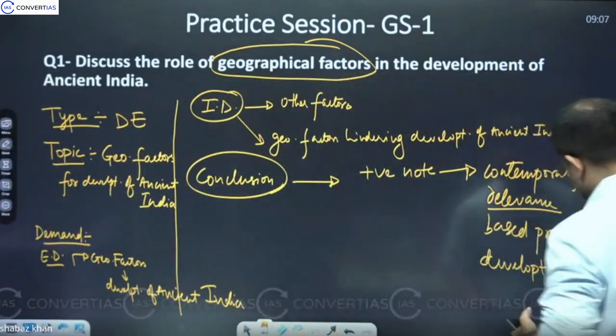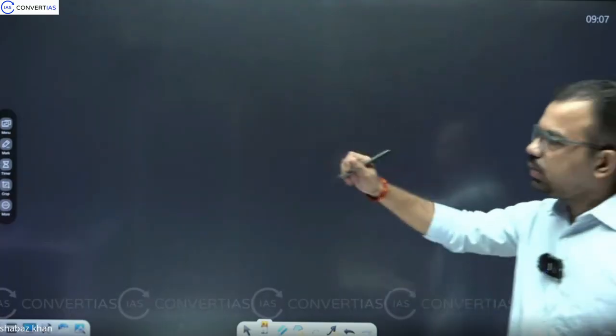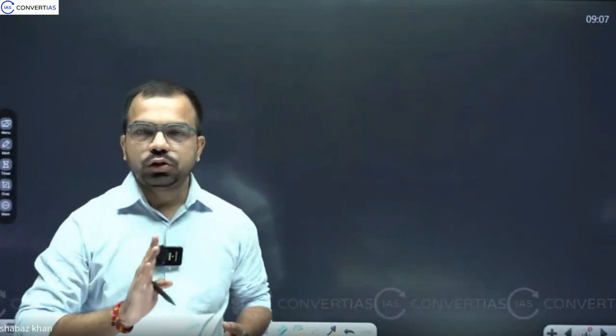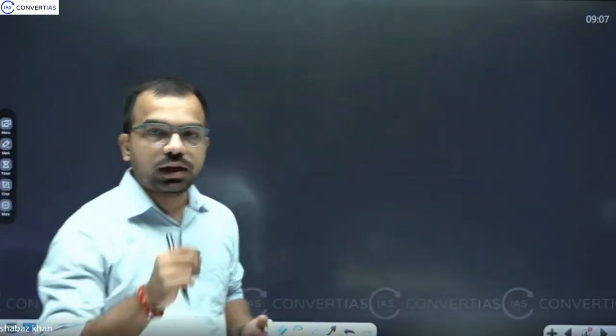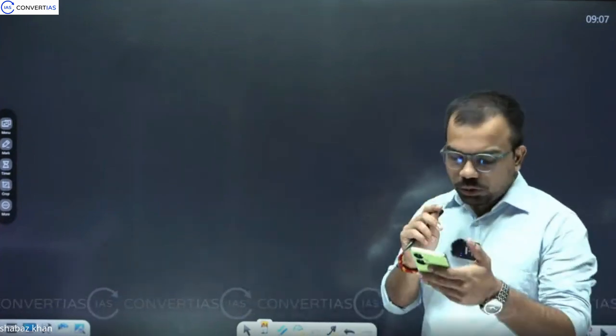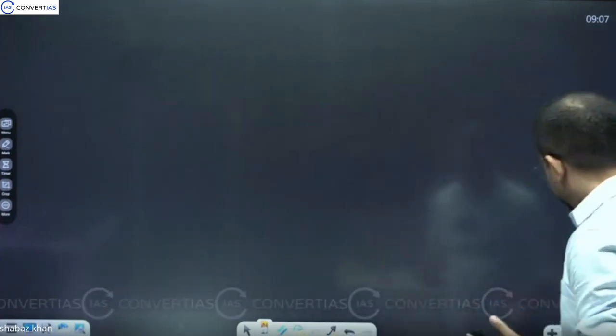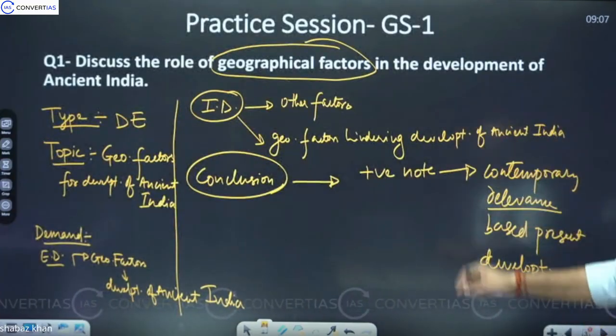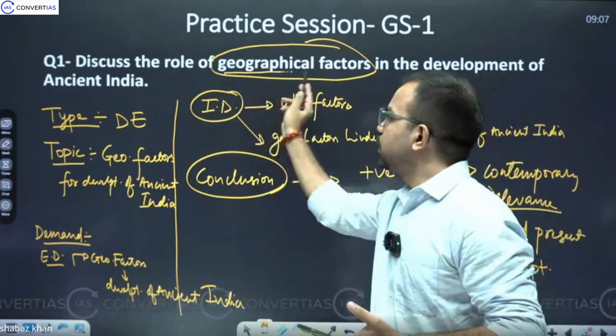Superb. Now let's understand the presentation part. What exactly should we do for the presentation part? I have told you, you have to enrich, get an extra mark, half or extra mark here. What should be our focus for presentation in this question, role of geographical factors in the development of ancient India?